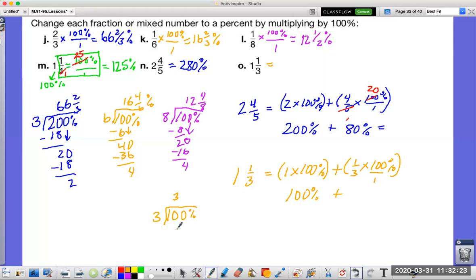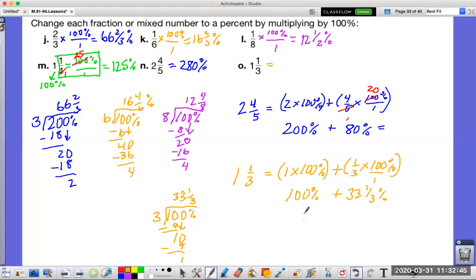That equals this. 3 will go in there 3 times. This will be 9. Subtract that. That'd be that. This will go to 3. This will be 9. Subtract that. 1 is the numerator. 3 is the denominator. And then it's percent. So that's 33 1/3%.